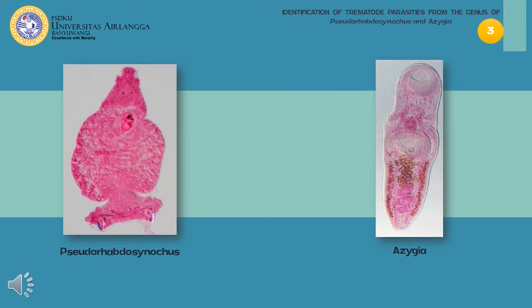This is a picture of two genera. The first is genus Pseudorhabdosynochus and the second picture is genus Azygia.